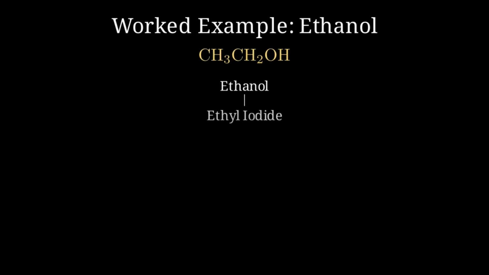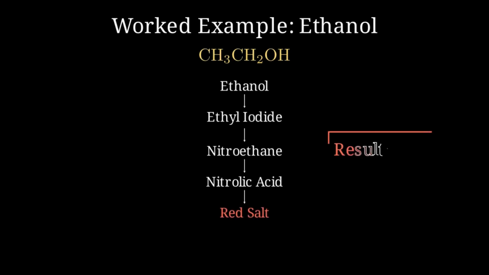Let's apply this to ethanol. Ethanol is a primary alcohol. Following the steps, it converts to nitroethane, then to nitrolic acid, and finally to a red sodium salt. The red color confirms ethanol is primary.